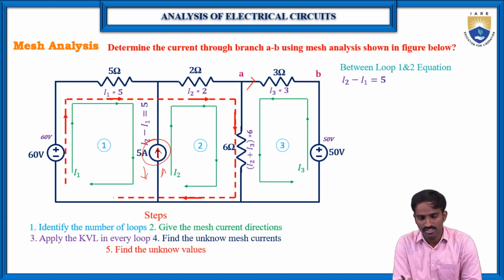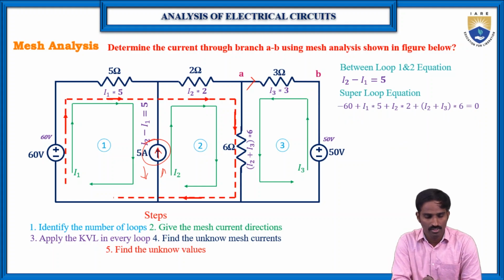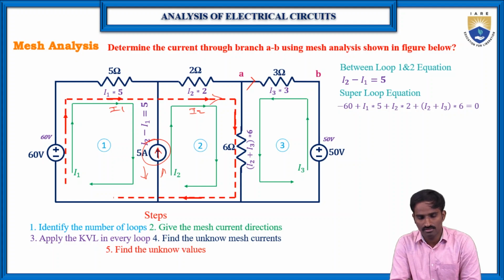Then the second equation is with respect to the super loop. As you can see, the I1 current direction and I2 current direction are the same as the super loop current direction. So here you need not consider the minus sign as in the previous example. So simply: minus 60 plus I1 into 5 plus I2 into 2 plus (I2 plus I3) into 6 is equal to 0.